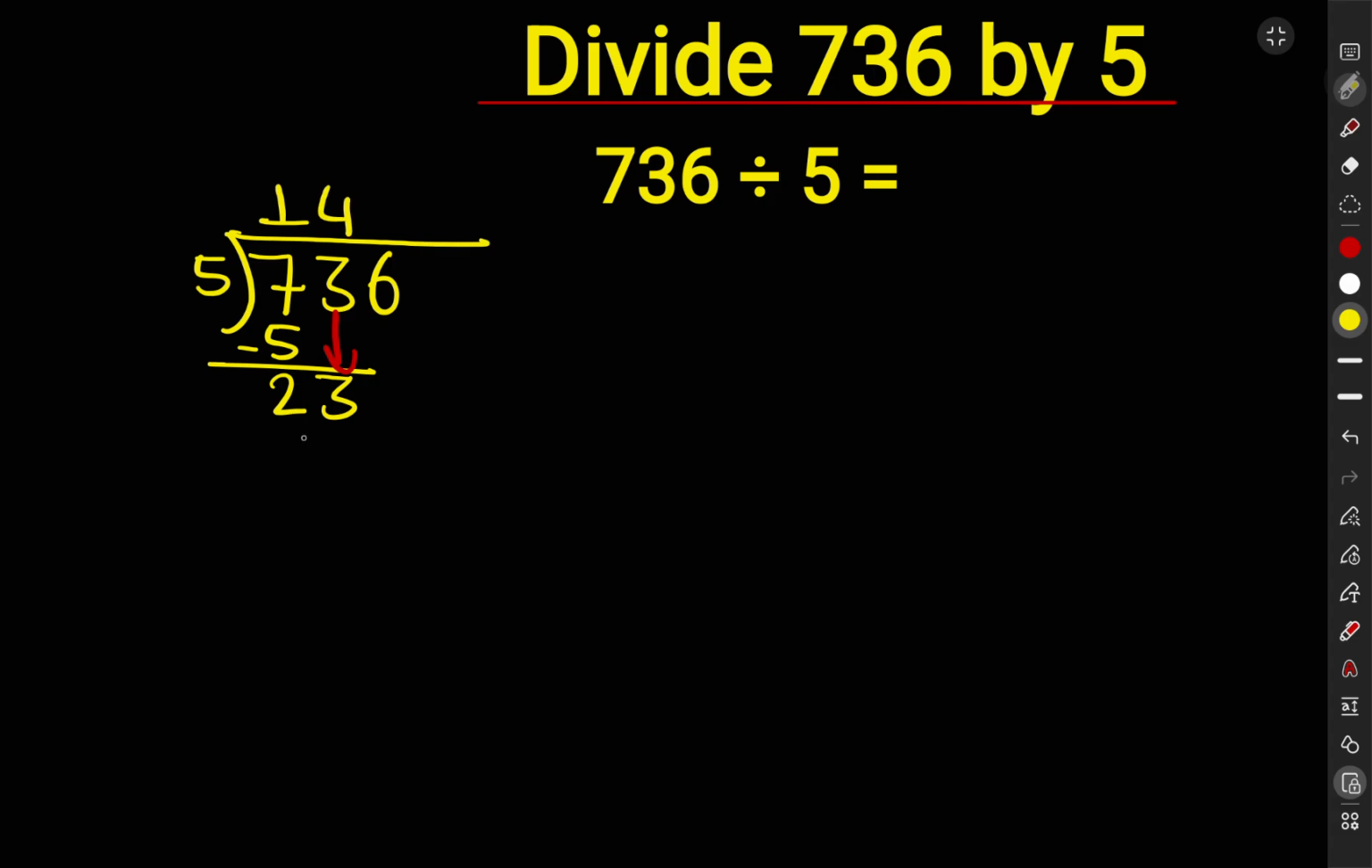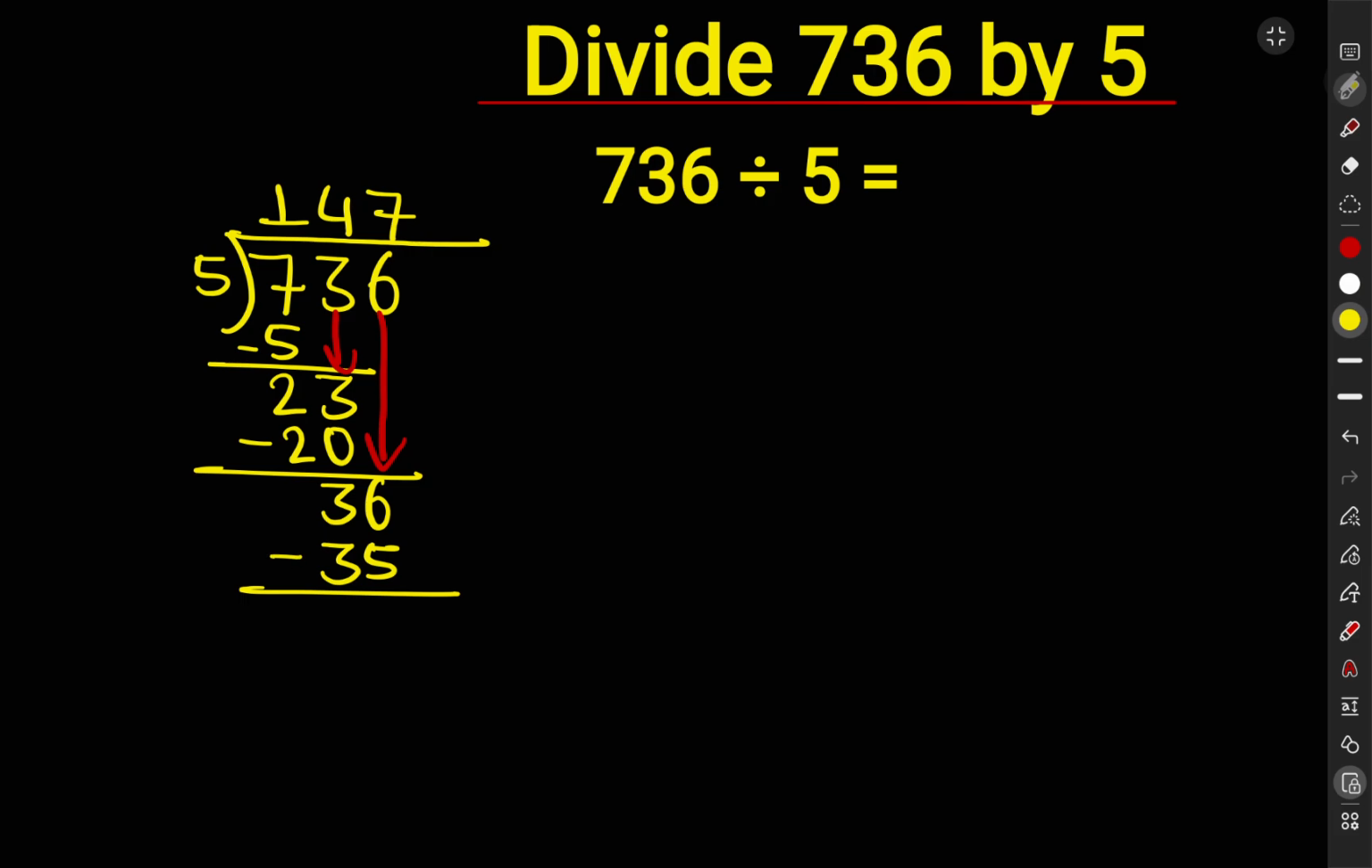5 times 4 is 20. On subtracting we get 3. So again we put down this 6 and it is 36. 5 times 7 is 35.